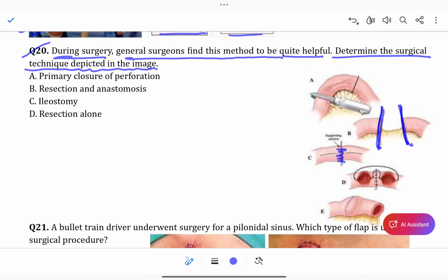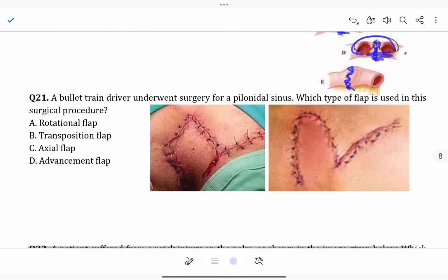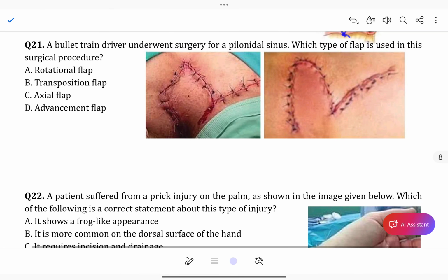Not resection alone. First of all, they cut it from here, resected it, and again anastomosis. Both points are joined here, see, anastomosis. So option B, resection and anastomosis. Very easy.